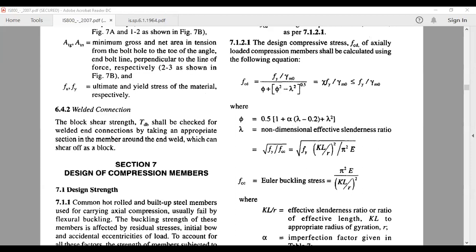So here lambda is calculated from Fy by FCC. What is FCC for us? Pi square E divided by KL by RXX. KL is 1384. So pi square into 2 into 10 raised to 5, this is Young's modulus for steel, divided by KL 1384 divided by 18.2, which we came across here, the whole square.